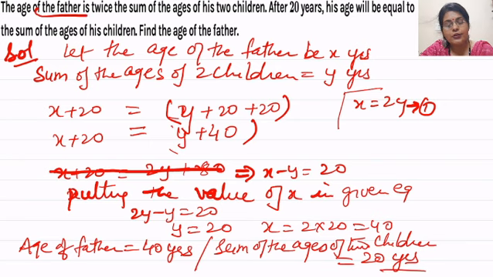Age of the father is twice the sum of the ages of his two children. X is equal to 2y. After 20 years, his age will be equal to the sum of the ages of his children.